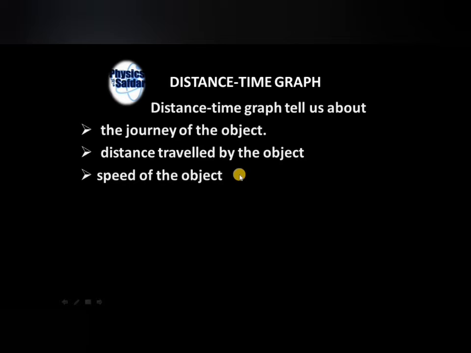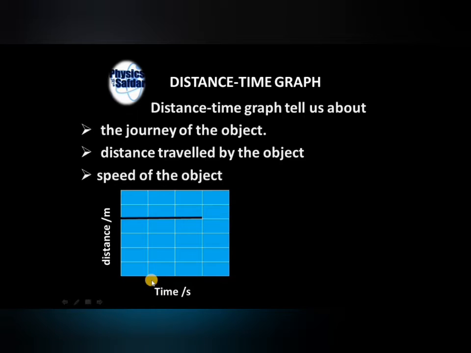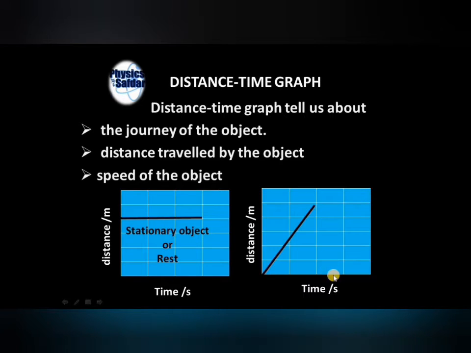Before we move on to the exercise, first we need to recall the previous information about the distance time graph. Look at this graph. If you have a distance time graph and you have a horizontal line here, it shows the object is stationary or at rest. If you have a graph like this, a diagonal line, it shows the object is moving with constant speed. Now move on to the next exercise.